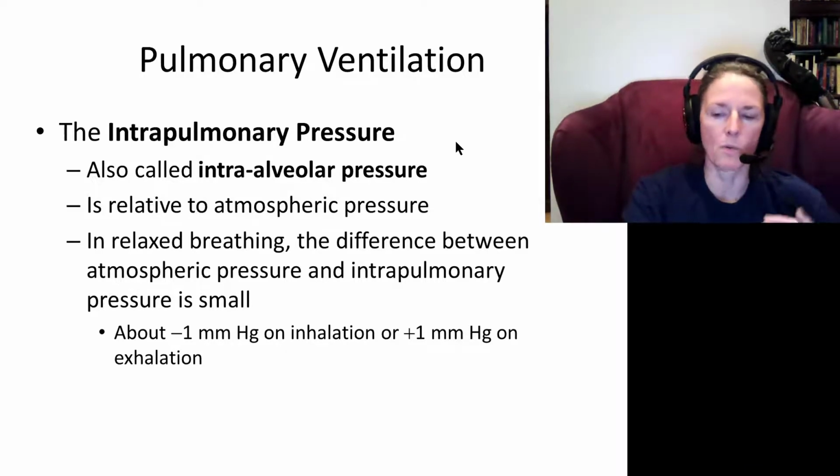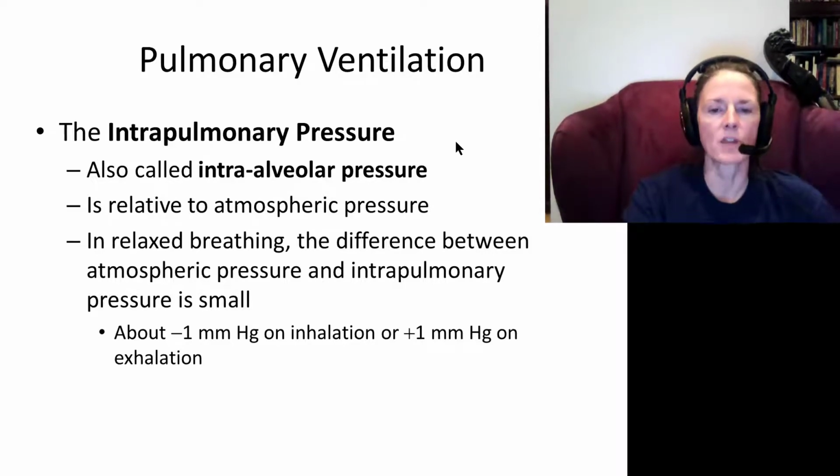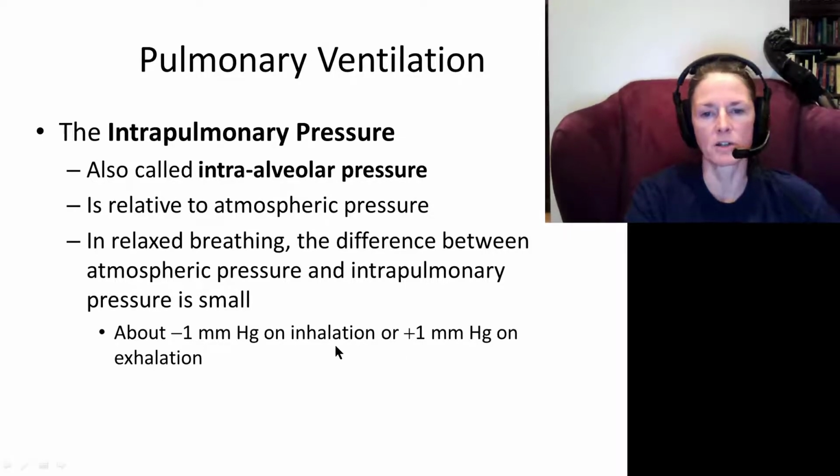Now, this is during normal, regular breathing. If we were to get involved in some kind of really strenuous activity, this could change, for example, to -30 millimeters of mercury on an inhalation if we're doing highly strenuous activity.